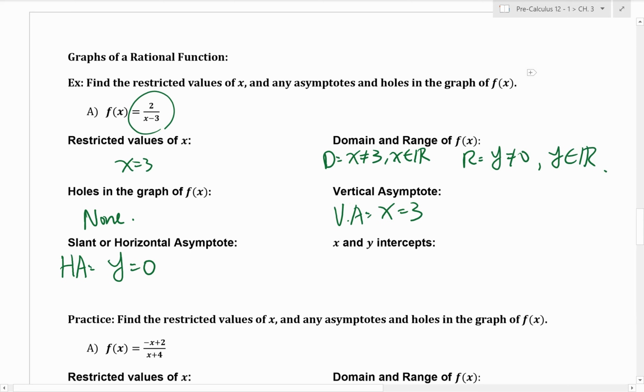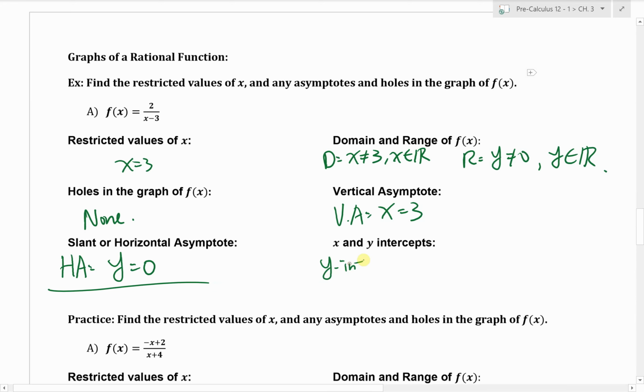Okay, x and y-intercept. Recall, to find the x-intercept, you make y 0. Now you can see we actually cannot have y equal to 0 because we have the horizontal asymptote right there. So we don't have any x-intercept. However, we do have a y-intercept.